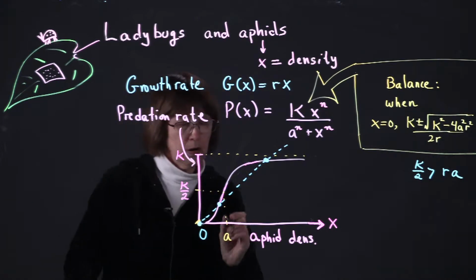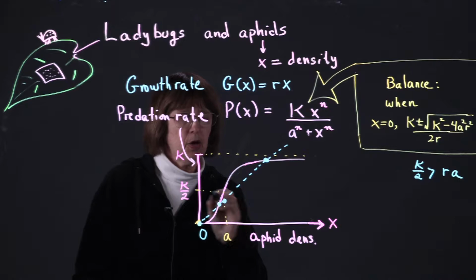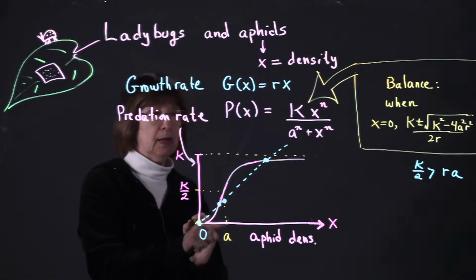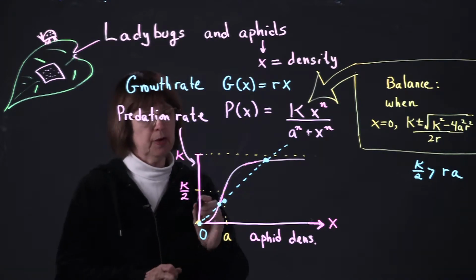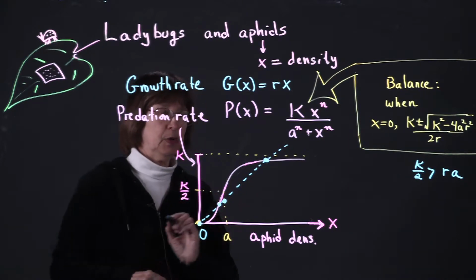Now observe that r times a, that's precisely the point sitting on this graph corresponding to the value of x, the aphid density a. And we see that in the configuration that we've drawn here, k over 2 sits higher than the y value of that blue point.